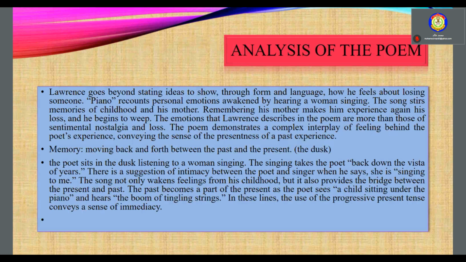There is a suggestion of intimacy between the poet and the singer when he says, "She is singing to me." The song not only awakens feelings from his childhood, but it also provides the bridge between the present and the past. The past becomes a part of the present as the poet sees a child sitting under the piano and hears the boom of tingling strings in these lines. The use of the progressive present tense conveys a sense of immediacy.